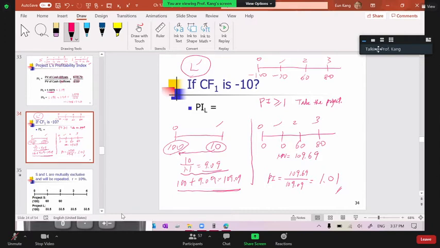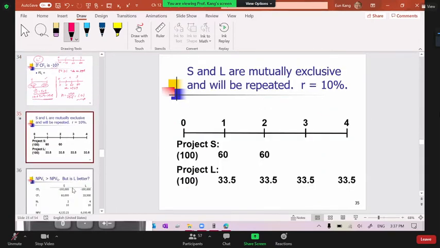Okay, so this one also, many people miss this one, but CF is -10. Some people have trouble calculating this one. So practice. Then the next one is more applied.